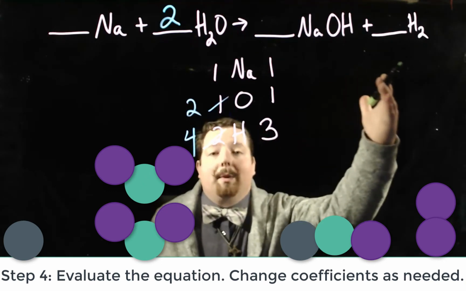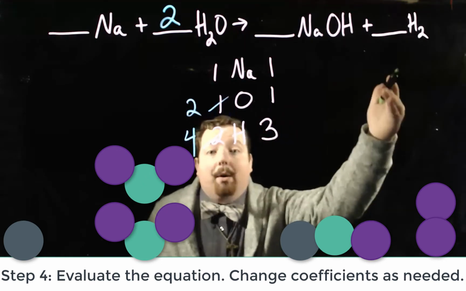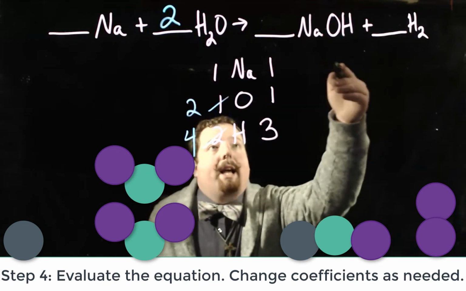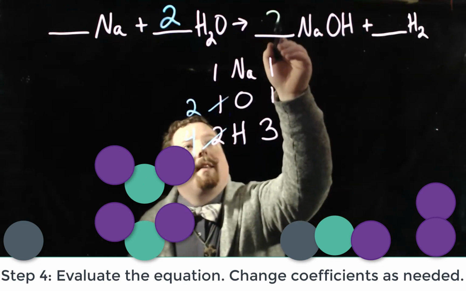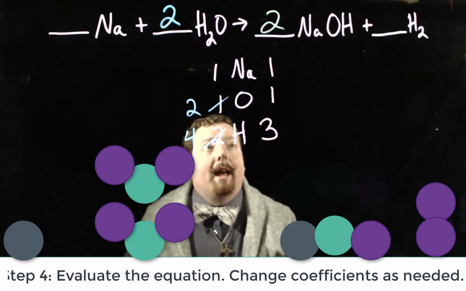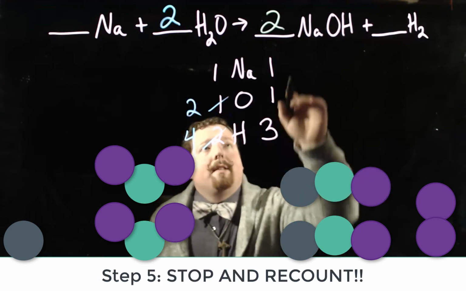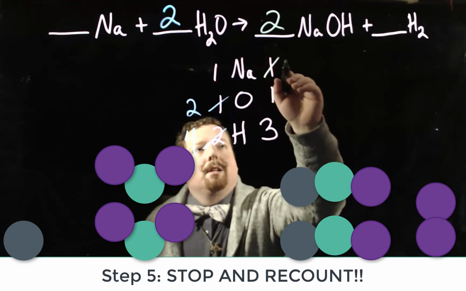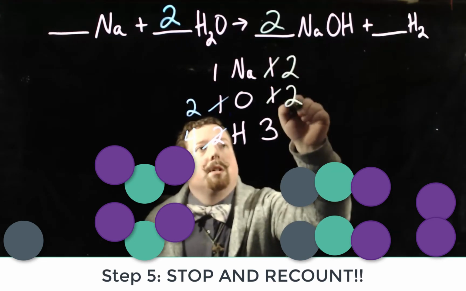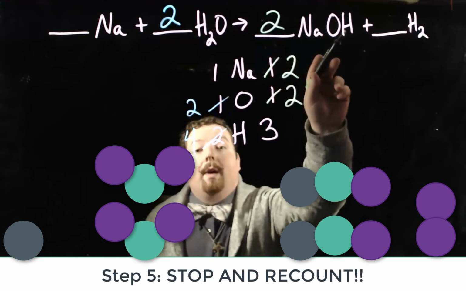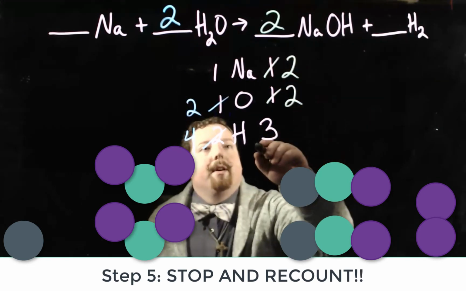What molecule can we add to get more O's on the right side? Well, NaOH. So instead of 1, let's make that 2. That now, for step 5, you stop and recount. That now gives us 2 Nas, 2 O's, and 1, 2 H's here, plus those 2 give us 4.